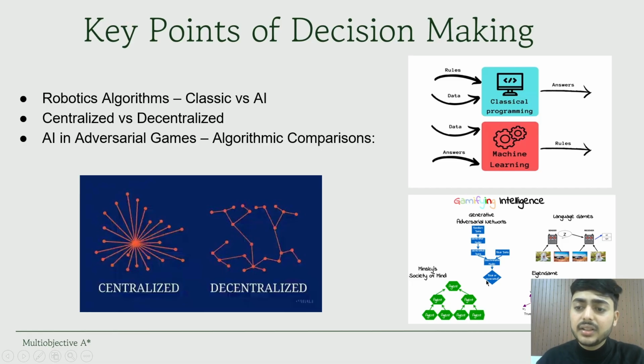If we see all these images, the first one shows the difference between the classical and the machine learning approaches. Classical programming takes the rules and data and gives the answers, while the machine learning approach takes the data and answers to give the rules.